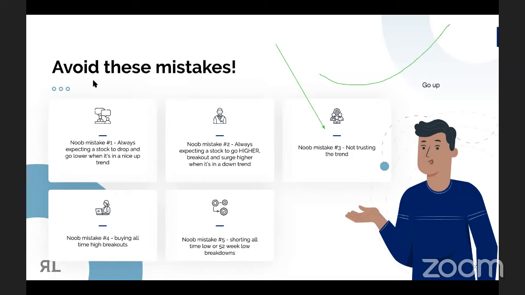All right, new mistake number four, buying all-time high breakouts. Don't do that. Oh, Jeremy, but it's going to go higher. Yeah, it could, but just buy the pullback. You can buy the exact same price a week and a half later and not have to worry about the heartache of waiting for the retracement. And then same exact thing.